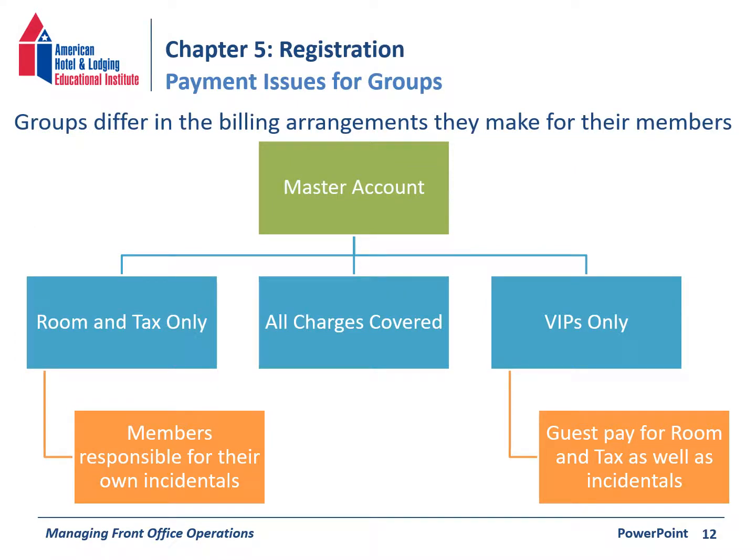All right, so there's a lot of different ways that we can bill for the rooms. Groups are the primary ones that we're going to be focusing on, because if I'm traveling by myself, I'm going to pay for my room. A group might have a master account. So the first level is a master account. The group's going to pay for everything.